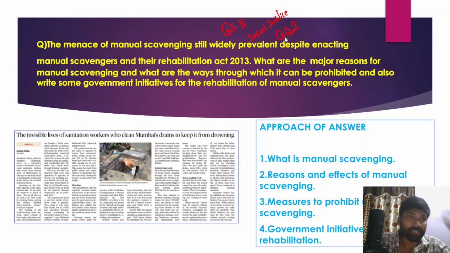So the question is: the menace of manual scavenging is still widely prevalent despite enacting the Manual Scavengers and their Rehabilitation Act of 2013. In this backdrop, what are the major reasons for the prevalence of manual scavenging in India? And also, you need to write the ways through which it can be prohibited, and also write some government initiatives for the rehabilitation of manual scavengers. Even though it is a bit lengthy question, it is a very important question in both General Studies paper 2 and paper 1 as well.